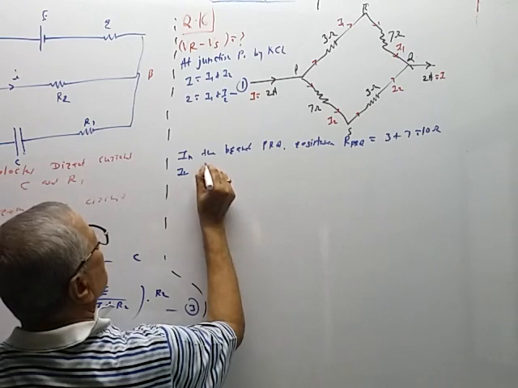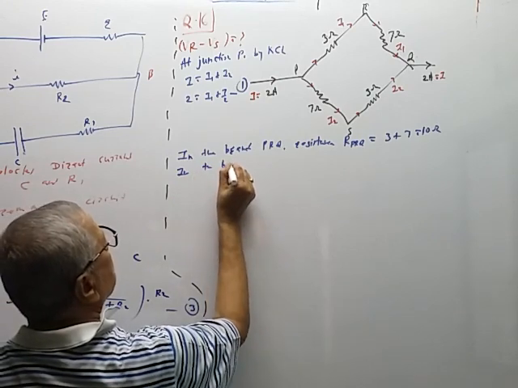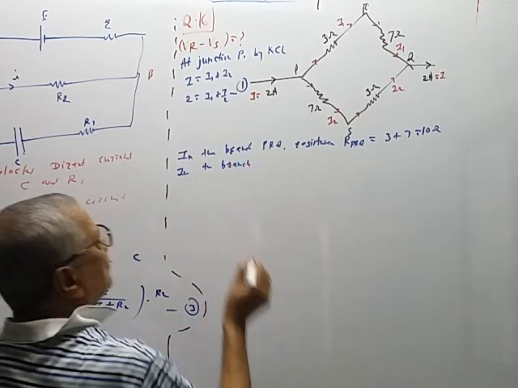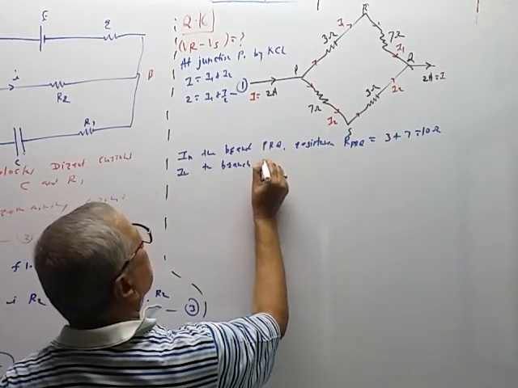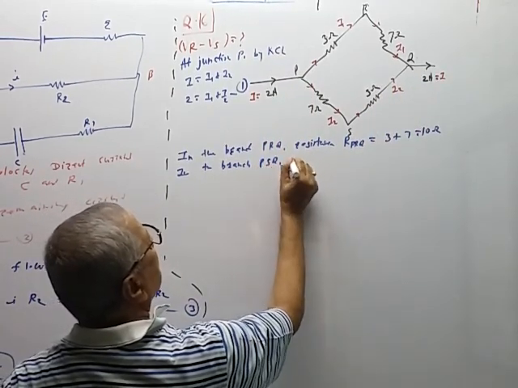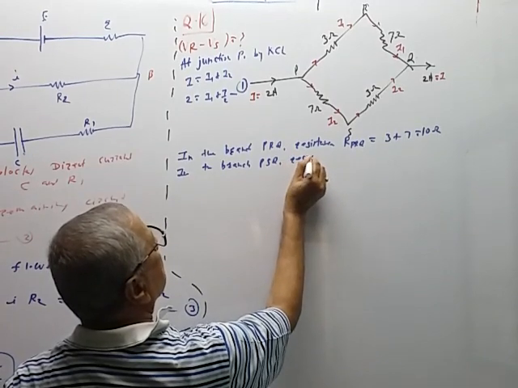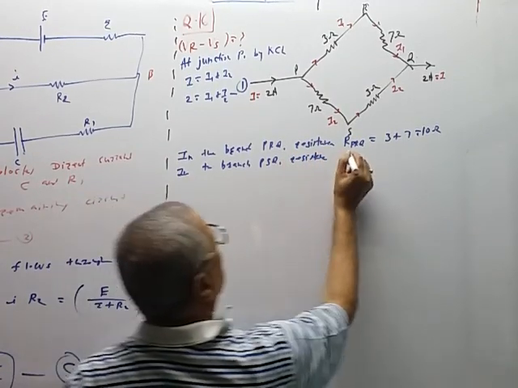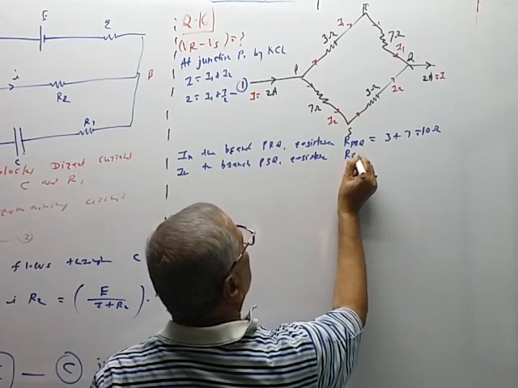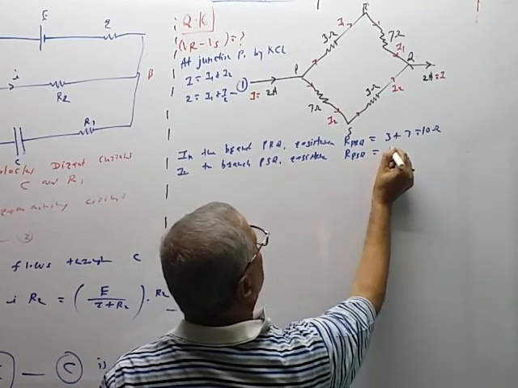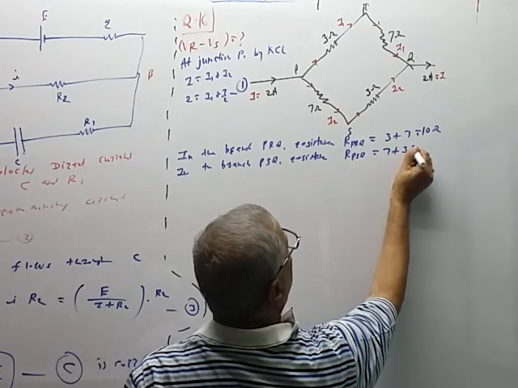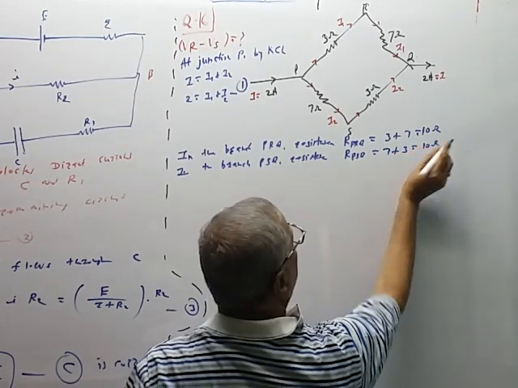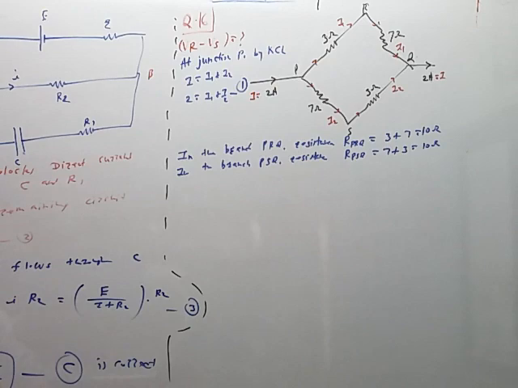In the branch, now we will consider this lower branch, PSQ. Resistance R PSQ is equal to 7 plus 3, that is equal to 10 ohm.